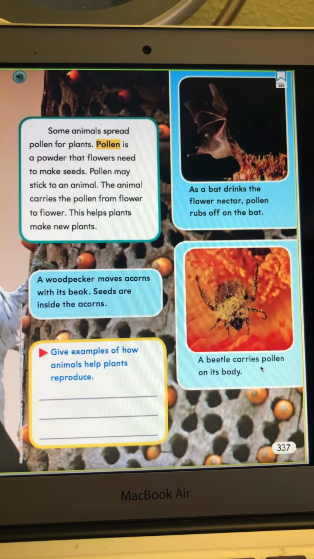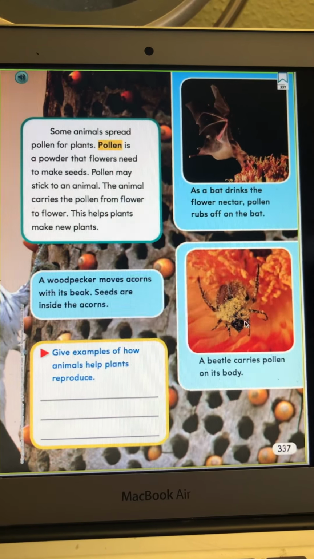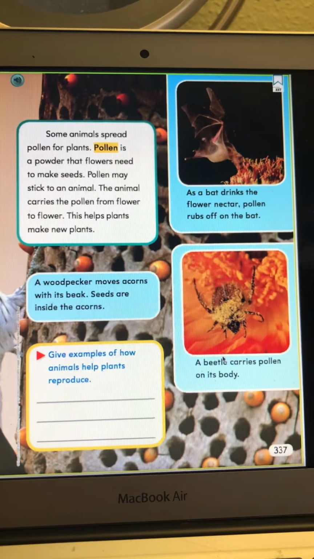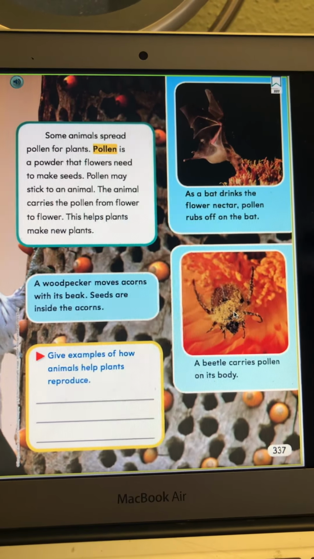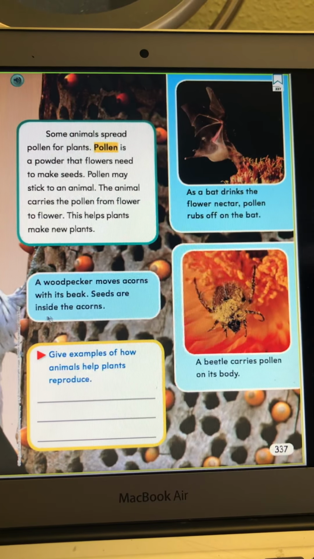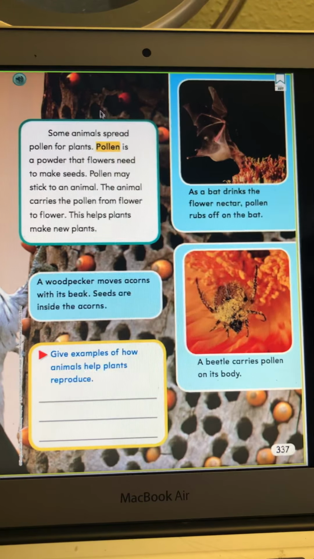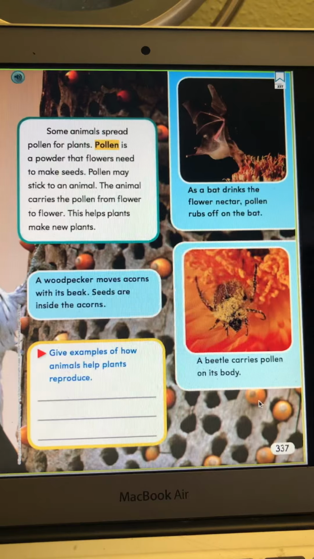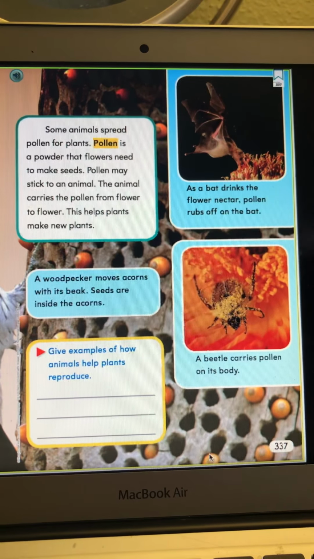A beetle carries pollen on its body. I thought that was a bee. It's a beetle, so that also carries pollen. A woodpecker moves acorns with its beak. Seeds are inside the acorns. We can see that here in the picture in the back. We can see the acorns from the woodpecker.